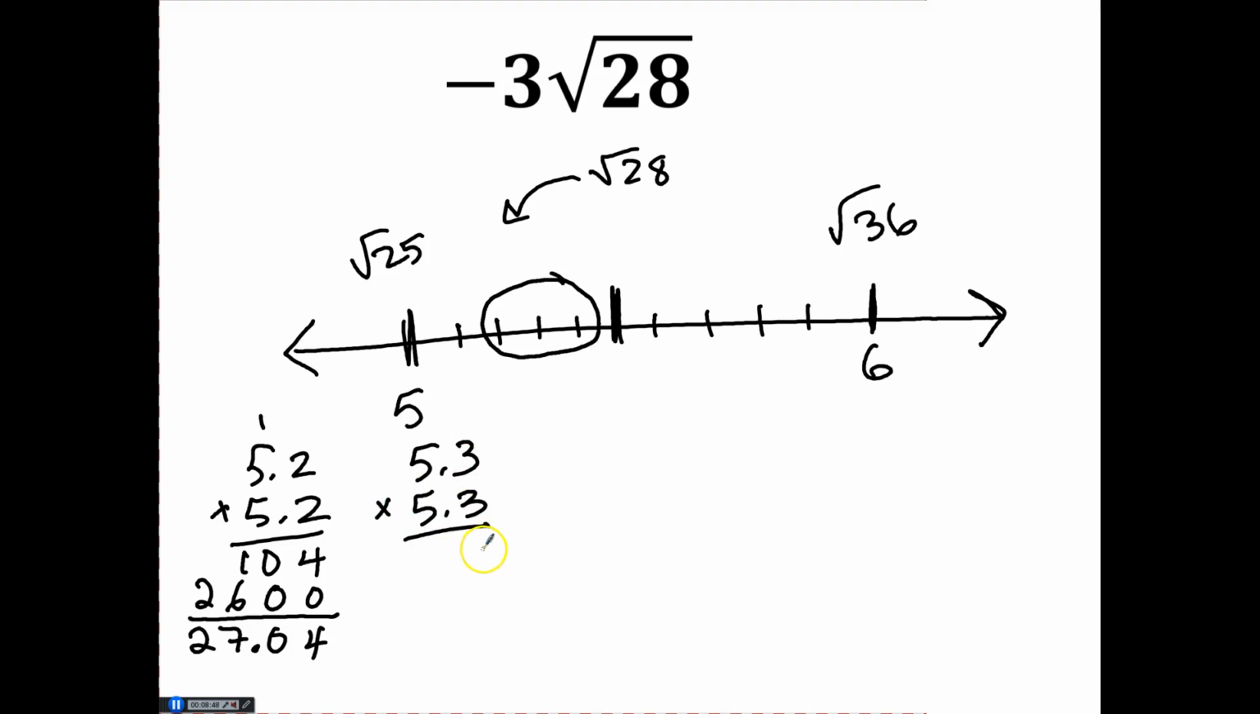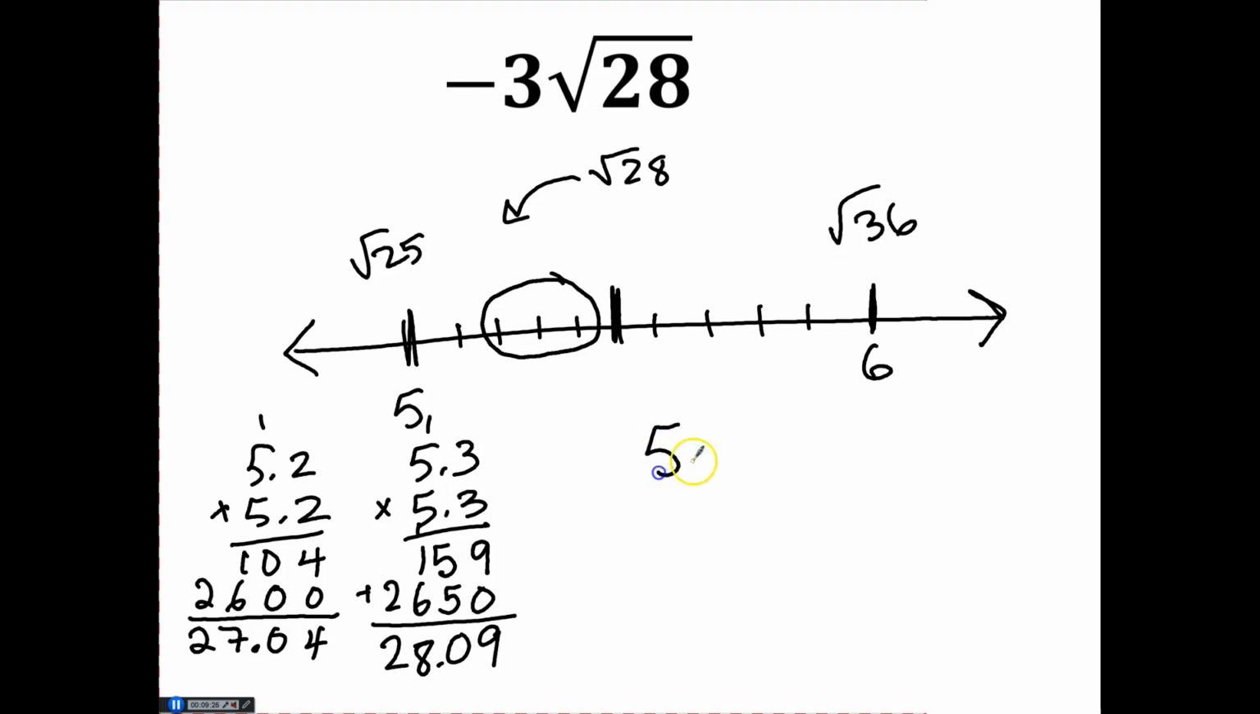3 times 3 is 9. 3 times 5 is 15. 5 times 3 is 15. Carry the 1. 5 times 5 is 25. Plus 1 is 26. Add those together. We get 9, 10, 6, 7, 8, 28.09. Yeah, you're not going to get any closer than that. All right, so this is going to be 5.3 like I estimated. This was going to be 25, 26, 27, 28. Probably going to be around there. All right, so we know that 5.3 is the square root of 28, rounding to the nearest tenth.